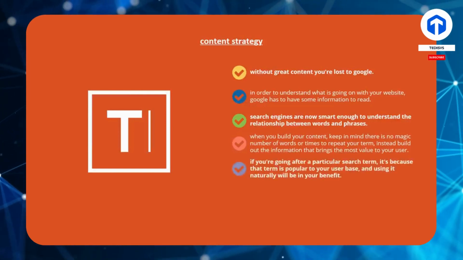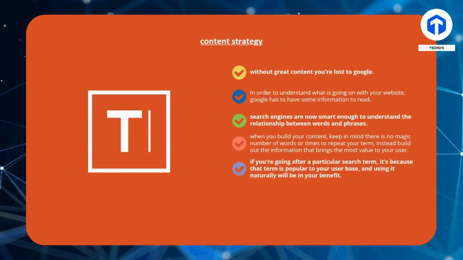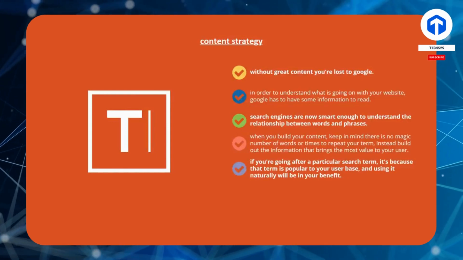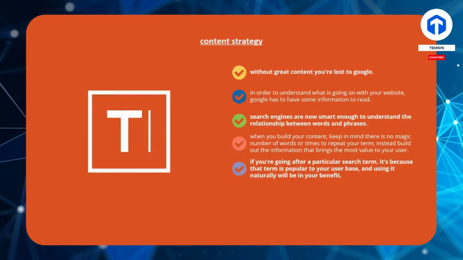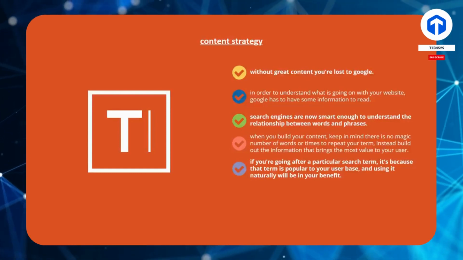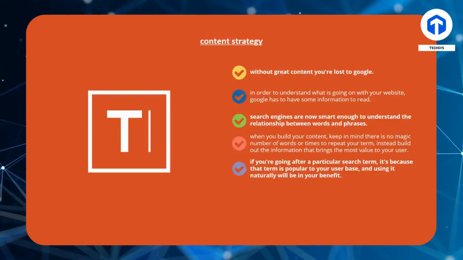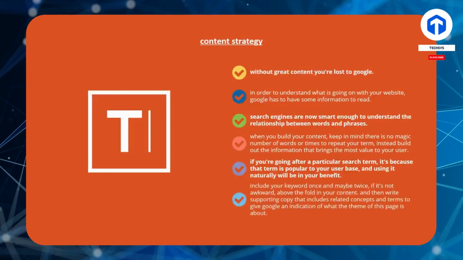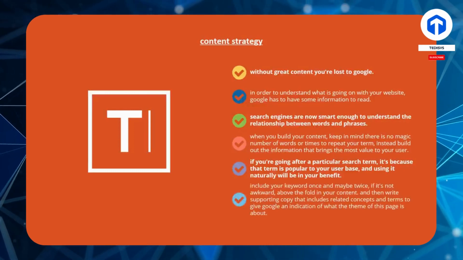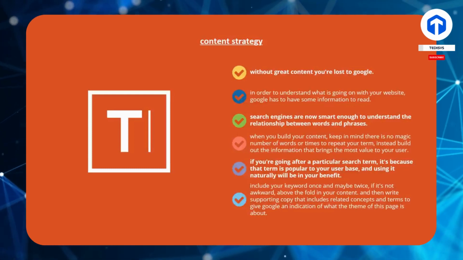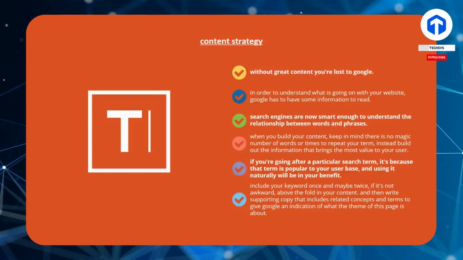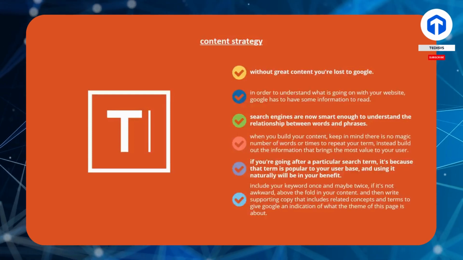If you're going after a particular search term, it's because that term is popular to your user base, and using it naturally will be in your benefit. If you really need a formula, I'd stick with this. Have your keyword or related concept in your heading tag. Include your keyword once, and maybe twice, if it's not awkward, above the fold in your content. And then write supporting copy that includes your related concepts and terms to give Google an indication of what the theme of this page is about.